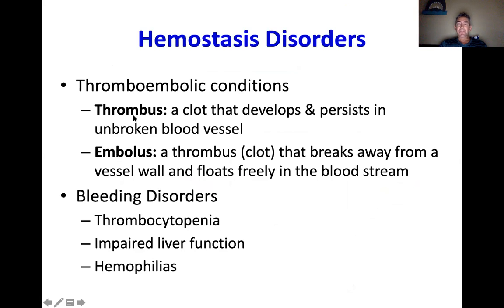thromboembolic conditions. Thrombus. A thrombus is a clot that develops and doesn't get dissolved away. It doesn't get removed. So in essence, you have a clot on the inside of an unbroken blood vessel. In and of itself, the thrombus is not necessarily problematic. It's not hurting anything, but what it does is clog up the lumen, the hollow space of the blood vessel. So it makes it more difficult for blood to flow through there.